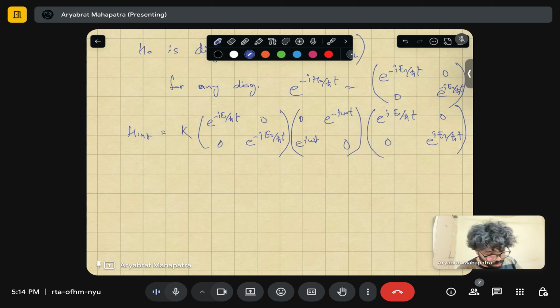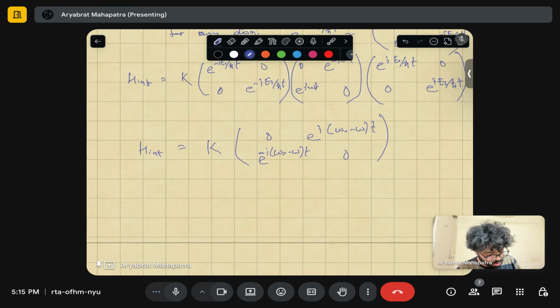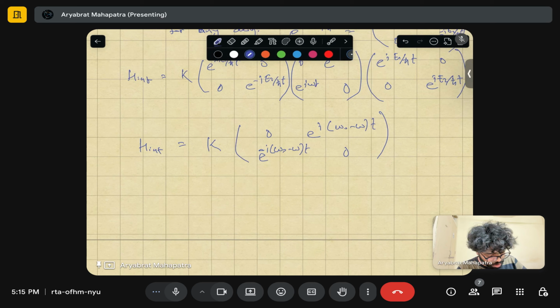So if you solve this, again you will get your H int. You do the matrix multiplication, and after doing so, you can easily see that you will find something of this relation: 0, exponential of i omega 0 minus omega t, then exponential of minus i omega 0 minus omega t, 0. So this is your H int.